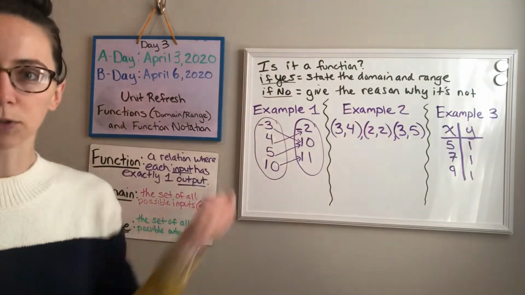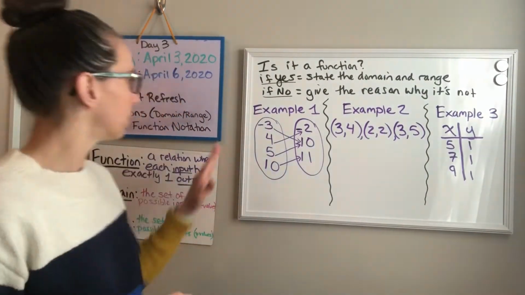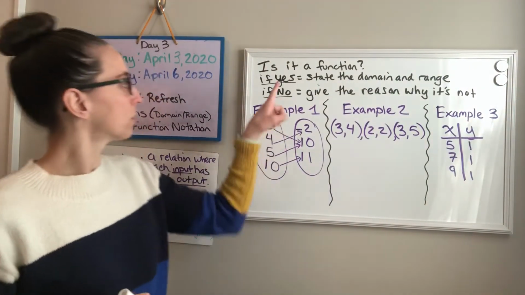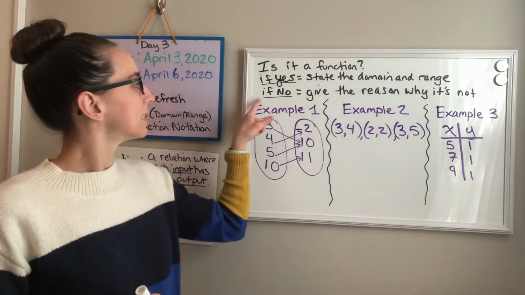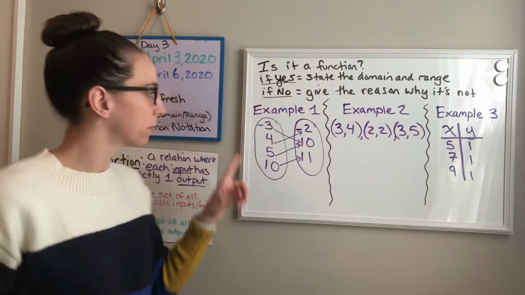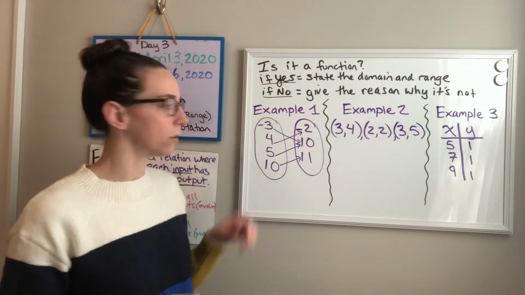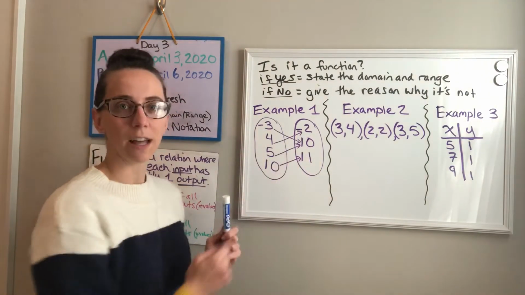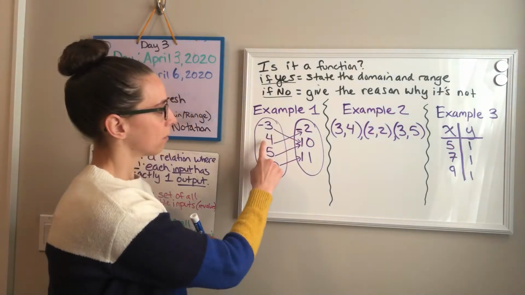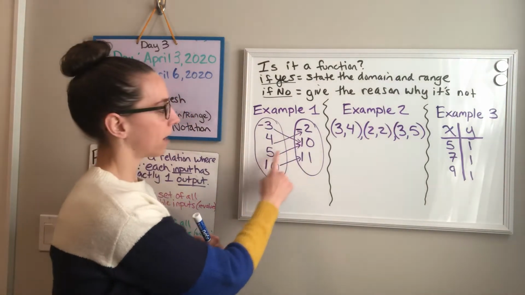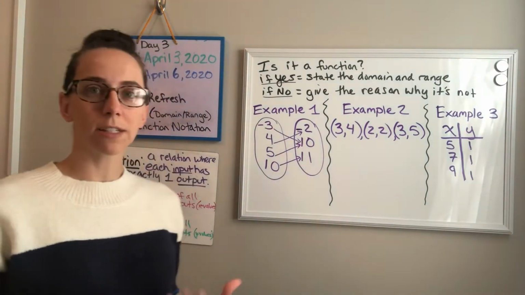There we go. So we're going to take a look at 3 examples before diving into a little bit about function notation. So example 1, we have a mapping here. So it says, is it a function? And if it is, you're going to give the domain and range. If it's not, then you're going to give a reason why it's not. So here we have a mapping. We have -3, 4, 5, and 10 in the first oval. And we have -2, 10, and 11 in the second oval. I could see a mapping from -3 to 10, from 4 to -2, from 5 to 10, and from 10 to 11.